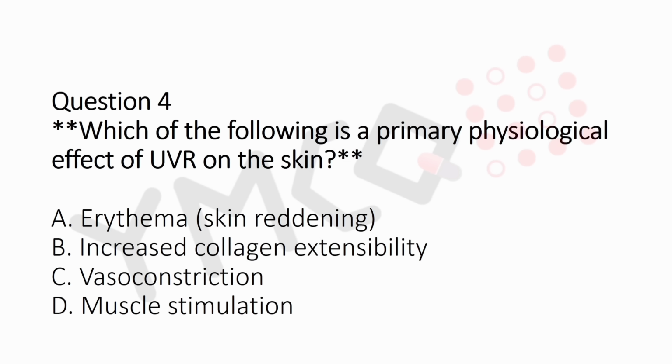Which of the following is the primary physiological effect of UVR on the skin? Option A, erythema. Option B, increased collagen extensibility. Option C, vasoconstriction. Option D, muscle stimulation. And the answer is option A, erythema. Now let's move to question number 5.